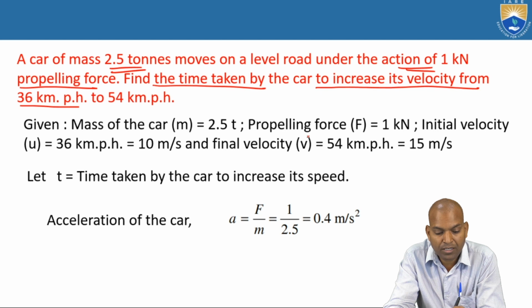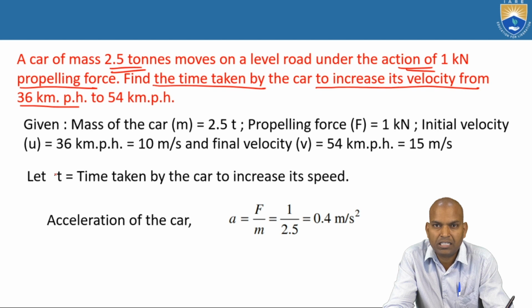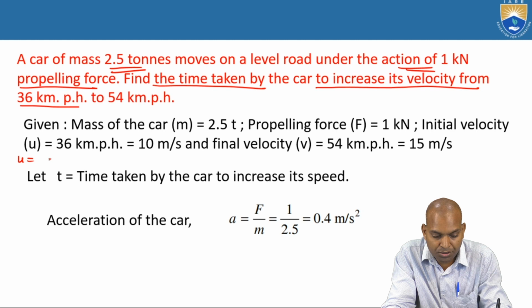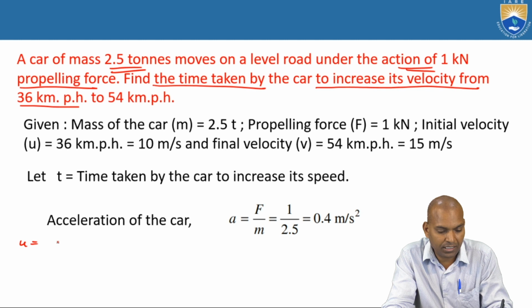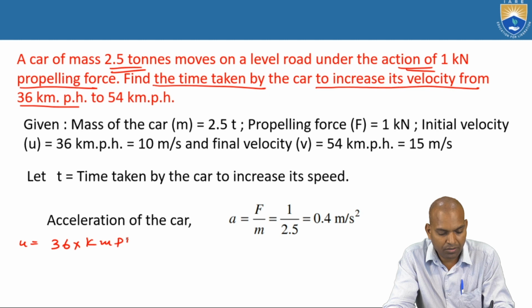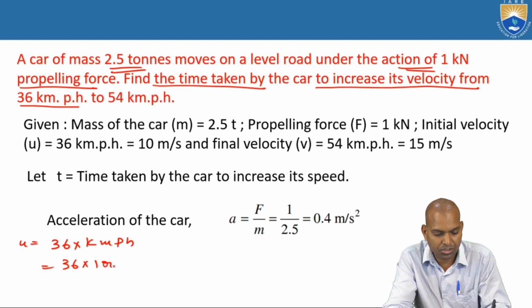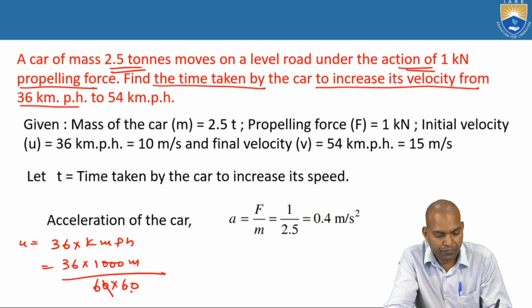Propelling force F equal to 1 kilonewton, initial velocity 36 kmph. Convert 36 into meter per second. That is 36 kilometer per hour, 1 kilometer is 1000 meters, and 1 hour is how many seconds? 60 minutes and 60 seconds, 1 minute again 60 seconds. If you make a calculation, 360 by 36, that means 10 meter per second.